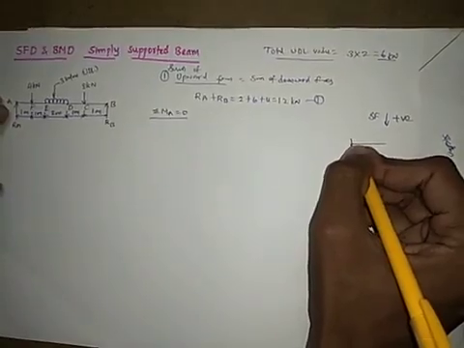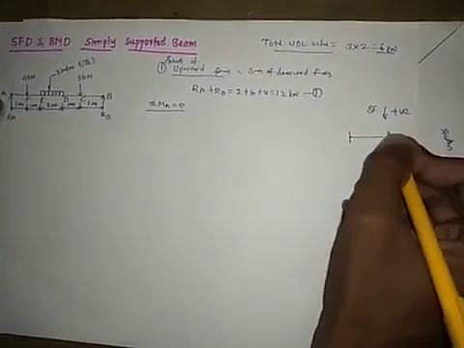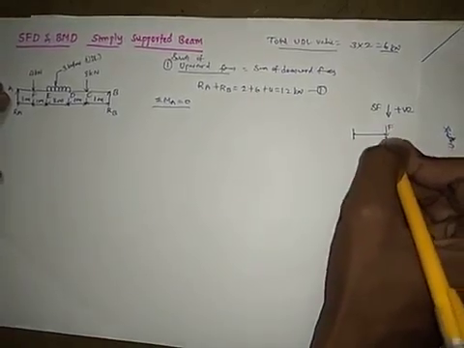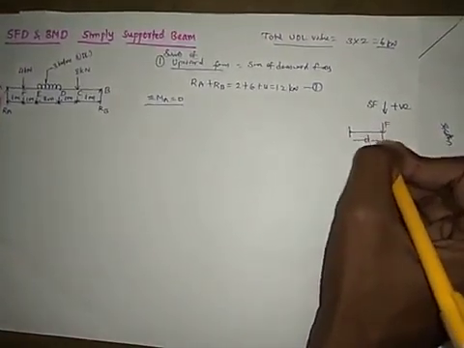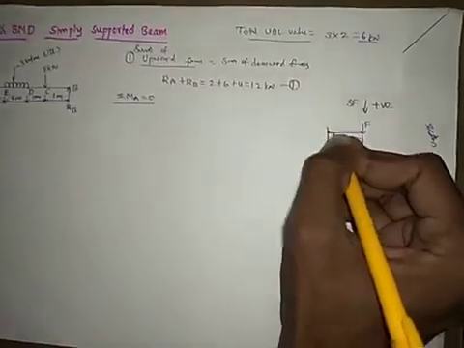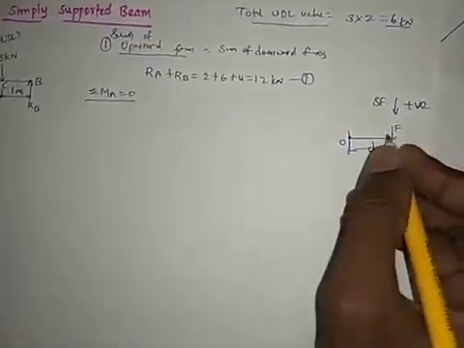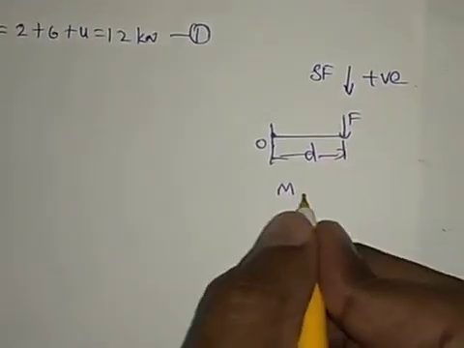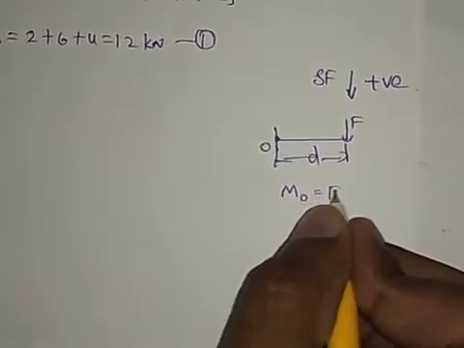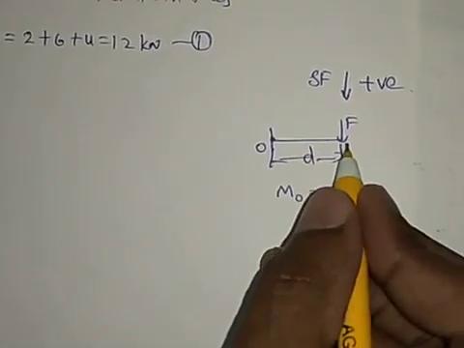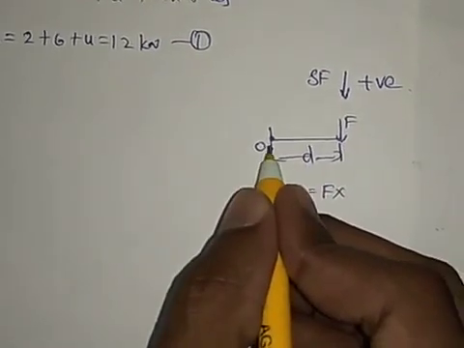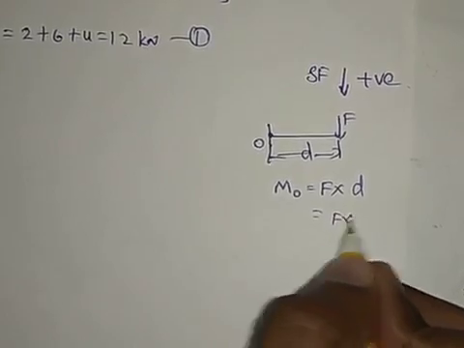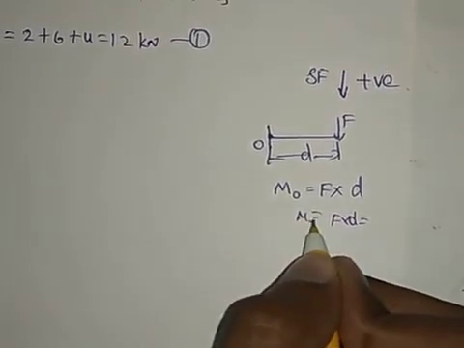Suppose there is a lever on which some force is acting, force F, at a distance D. And suppose at O I have to calculate the moment because of the force F. So the moment of the force F about O is given by force into the perpendicular distance between the point of action of the load and the point where we require the moment. So this is F into D. This is the moment at O because of F.